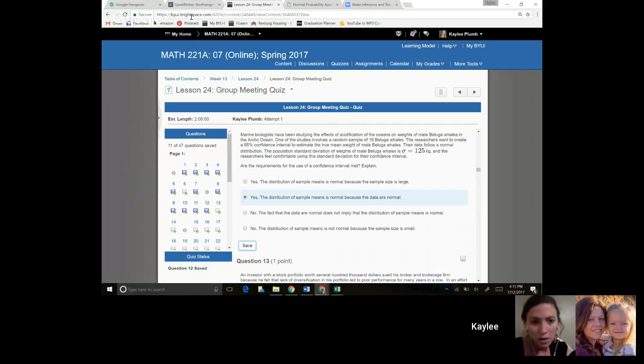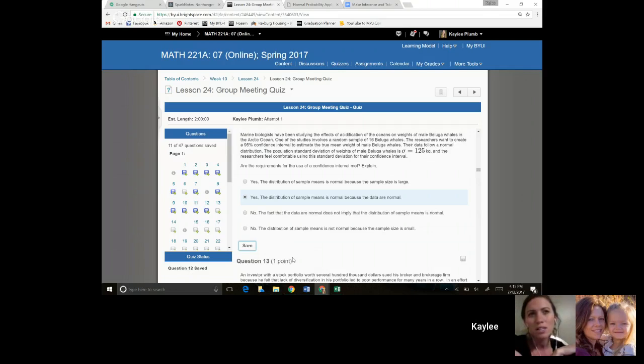So their data follow a normal distribution. So there we know it is normal because it follows a normal distribution. That's what I was thinking, so I'm confused. Do you need to have a sample size of 30 in order for it to meet the requirements unless it says that it follows a normal distribution? I think so. I know that confuses me too.